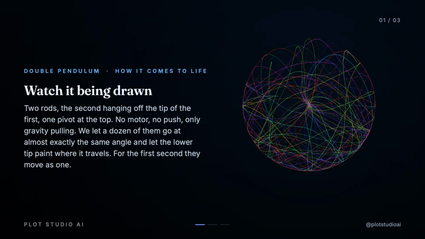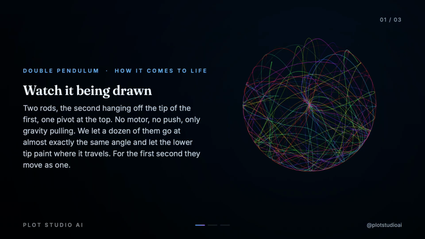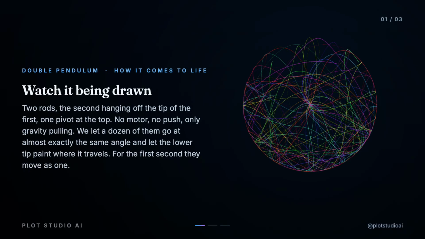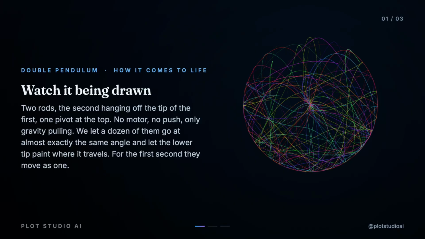Watch it being drawn. 2 rods, the second hanging off the tip of the first, 1 pivot at the top. No motor, no push, only gravity pulling. We let a dozen of them go at almost exactly the same angle and let the lower tip paint where it travels. For the first second, they move as one.